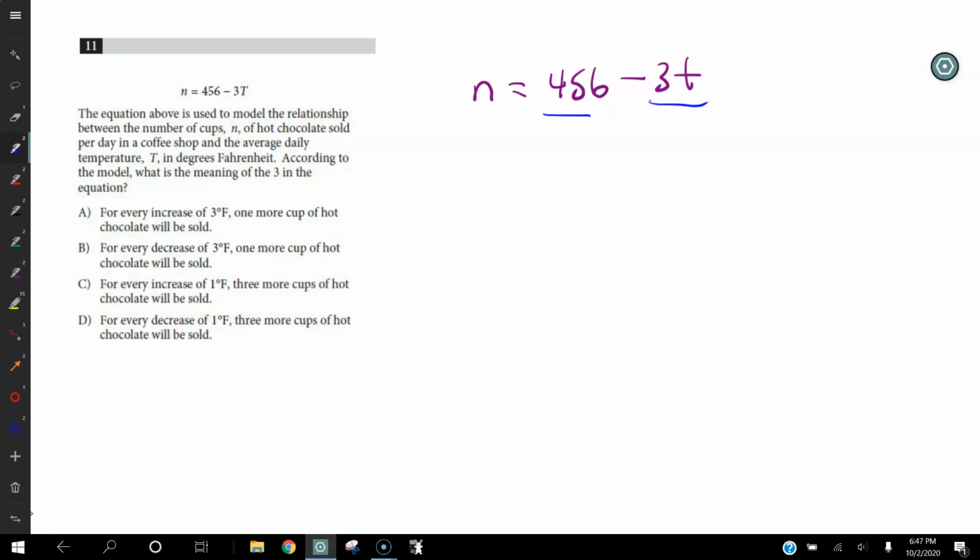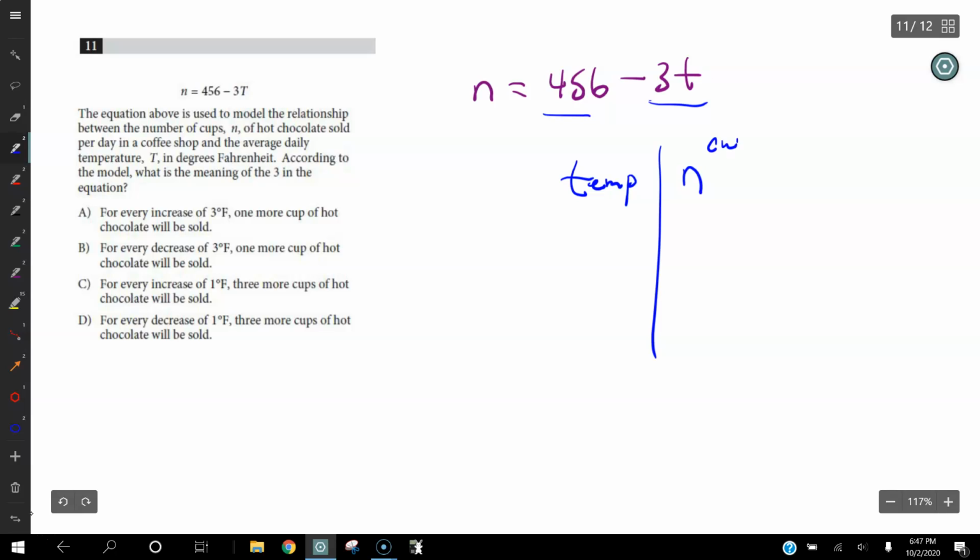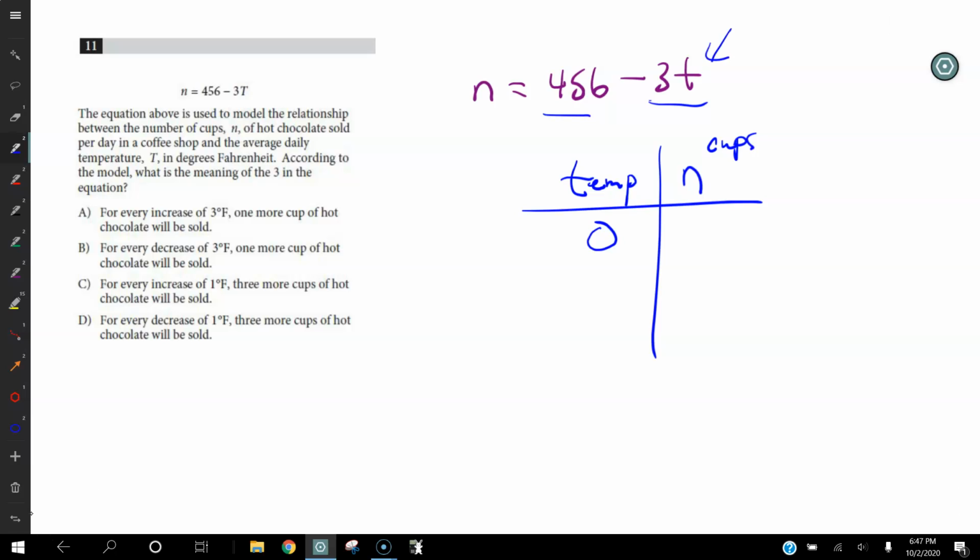So let's just check this out. Let's make a little table. So we have temperature, which is t, and then we have n, which is the number of cups of hot chocolate. And we put some numbers in here. Let's say that we start at 0 degrees. Well, if we put 0 in right here, you're going to get 456 minus 3 times 0. Well, that's 456. So when it's 0 degrees outside, they sell 456 cups of hot chocolate.